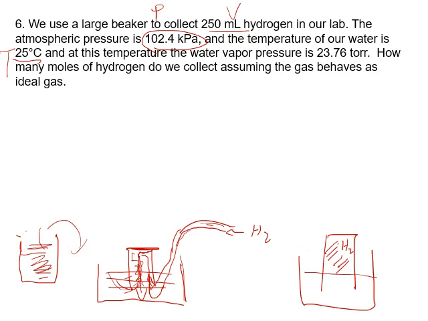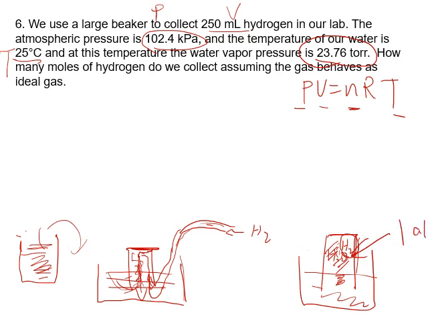We want to calculate the number of moles, so we use the ideal gas law, PV equals nRT. We have pressure, volume, and temperature, so we can calculate the number of moles. But one thing you need to take care of first is that inside the beaker, because it's in water, even though hydrogen goes in and pushes water away, water has a vapor pressure. So the pressure inside the beaker is not only due to the hydrogen but also due to the water vapor. It's a mixture inside, and the vapor pressure is given as 23.76 Torr, the partial pressure of the water. The total pressure inside is the atmospheric pressure, and from this you calculate the partial pressure of the hydrogen.